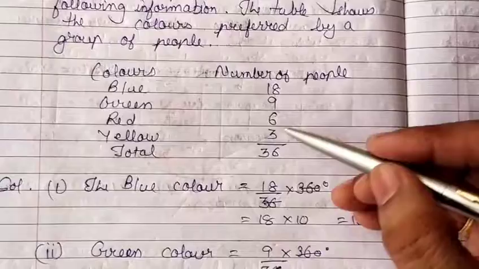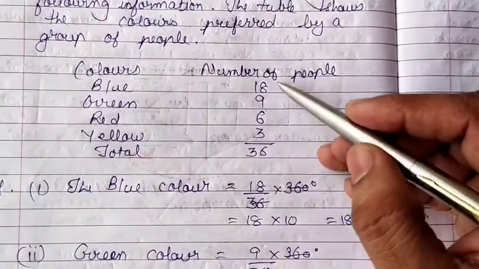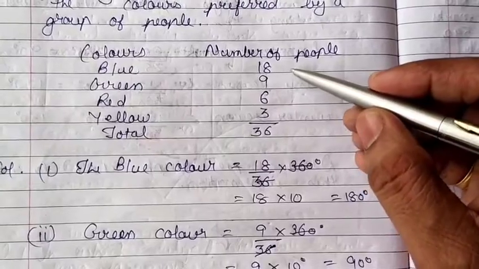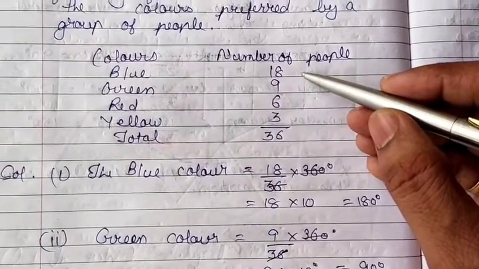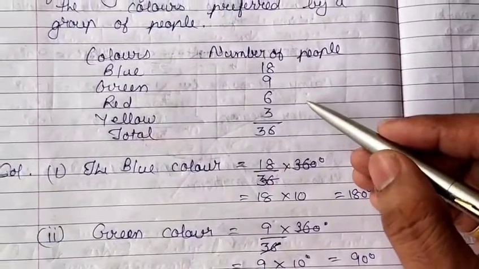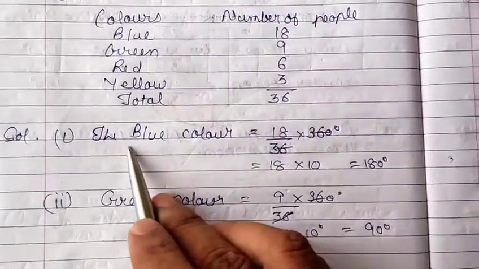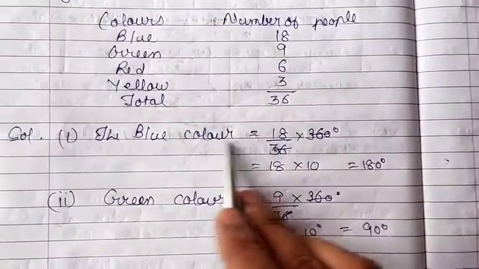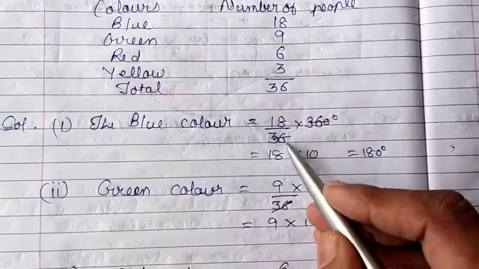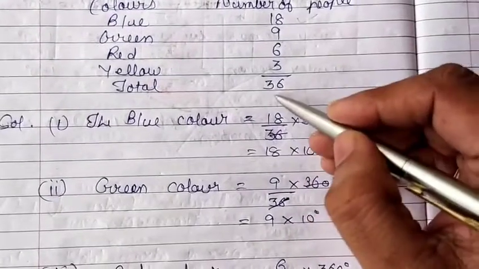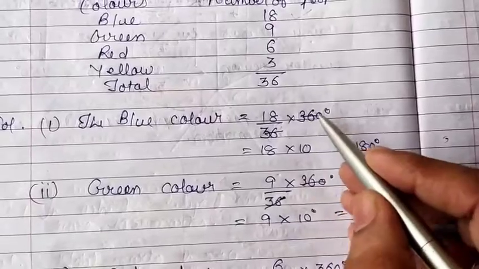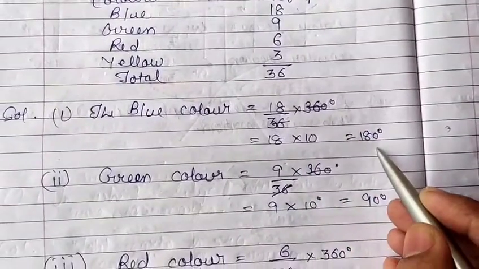First you have to divide the circle into sectors. How to divide the circle into sectors? You should know the angle, so you should know the degrees. So how to convert it into degrees? The formula says: first, for blue color, the frequency of the variable, that is 18, divided by the total number of frequency, that is 36, multiplied by 360 degrees. 36 tens are 360, and 10 18s are 180 degrees.